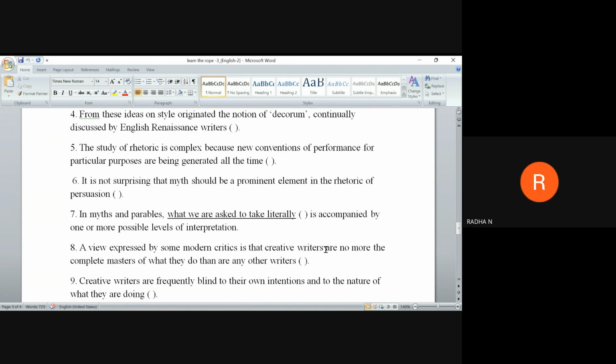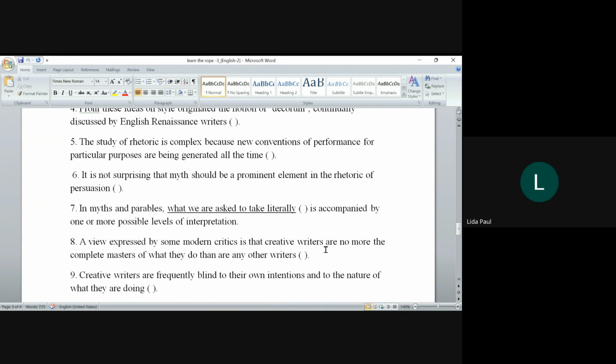Yes, ma'am. Okay. You can say myths and parables, or simply say myth or parables, right? So since it is replaceable by a noun or a pronoun, what kind of clause? Noun clause, right?